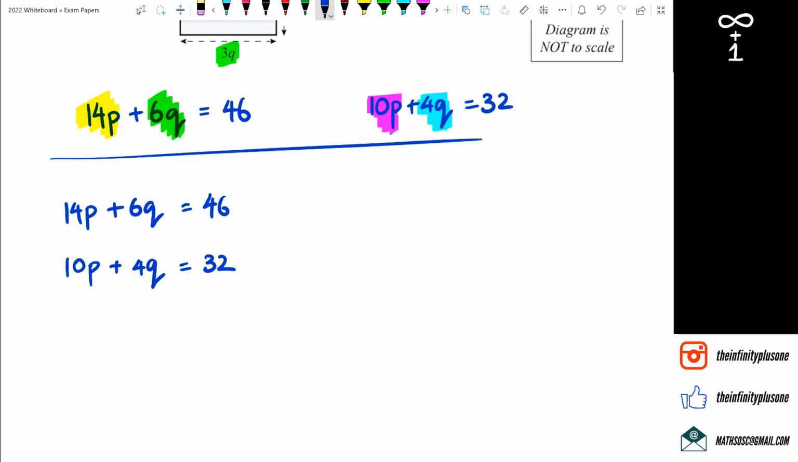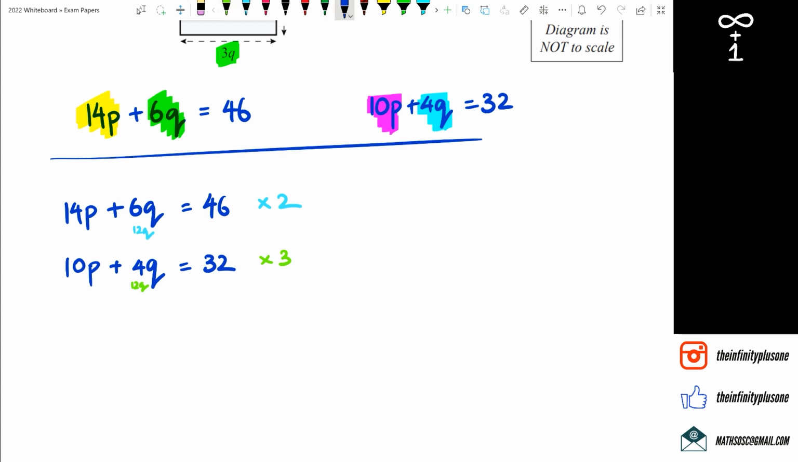So what can I do here? I want to get rid of the q, right? Because I don't want to be multiplying the bottom equation by 14 because that's just going to take forever. So what I'm going to do is multiply the top equation by 2 because 6q times 2 will give me 12q there. And as for the bottom one, I'm going to multiply by 3, so that 4q times 3 is going to give me 12q, which means I can eliminate the q's and things will be a little bit easier.